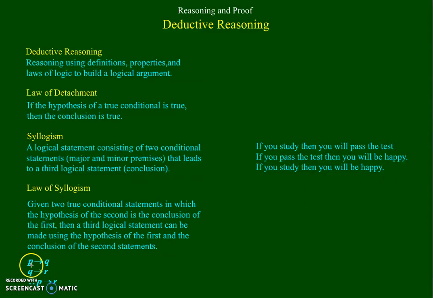Logically, the statement is given as if P then Q, if Q then R. So you can see that we start with a hypothesis, which leads to a first conclusion. That conclusion becomes the hypothesis of our second statement. That hypothesis leads to a second conclusion. Therefore, the first hypothesis leads to the second conclusion. This symbol, this is called an ellipsis. This means therefore.